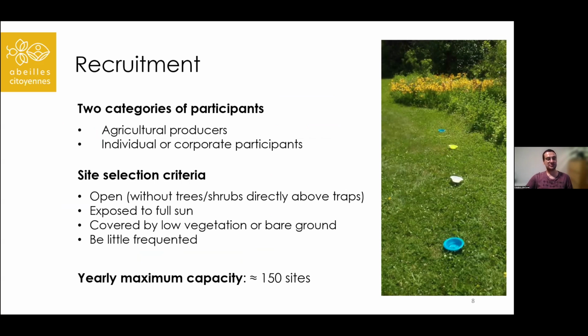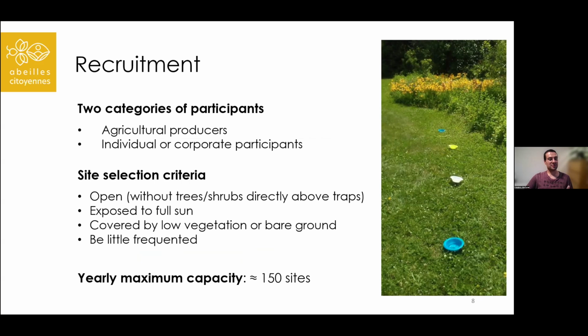There are two kinds of volunteers we try to recruit. First, agricultural producers, as our project is mostly on an agricultural focus. We want to see the effect of agriculture on pollinators, but they are also our main target audience for outreach. So we want to work with those producers. But also, any individual or corporate participants can be involved in the project. For the site selection, we have sites in all the rural areas of the province. We excluded the cities of Montreal and Quebec, the two largest cities of the province, where the communities have been well described already.